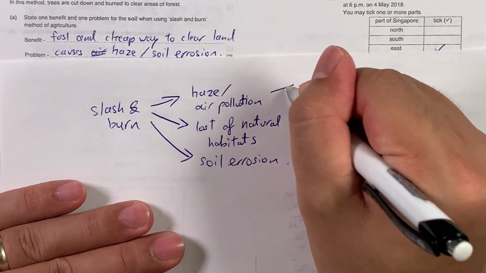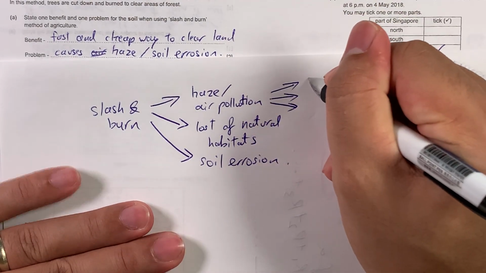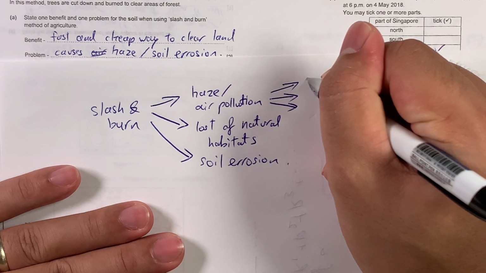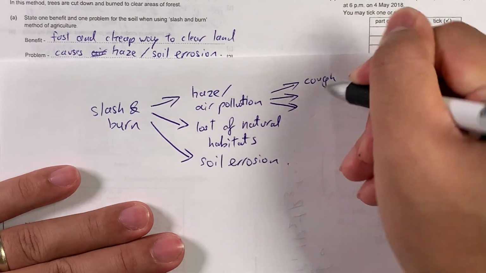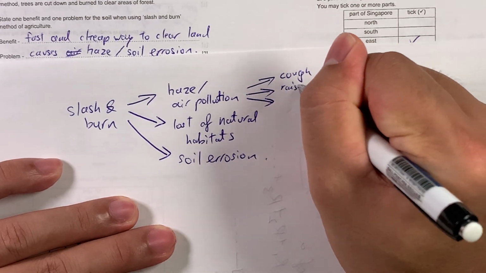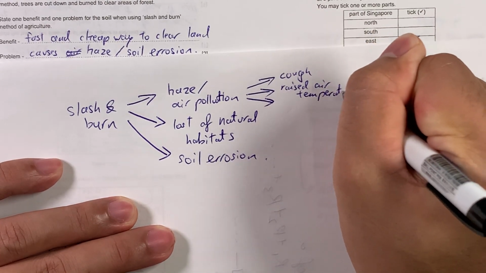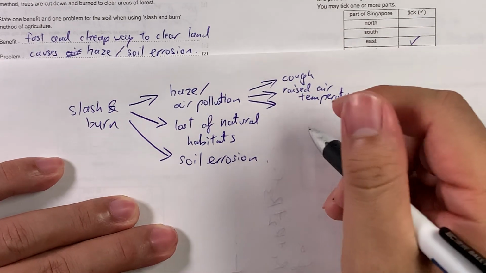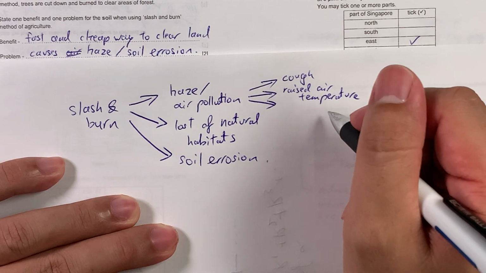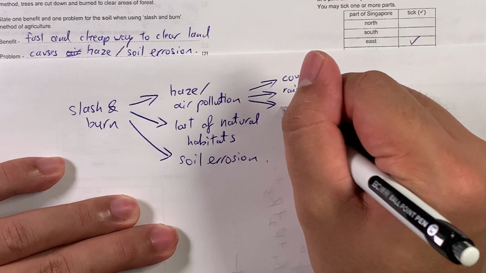Now this haze or air pollution, in fact, is just haze alone. Haze will cause cough, and these raised air temperatures. And last but not least, what else does it cause? Cough, air temperature. It slipped my mind, I can't remember, there's one more.